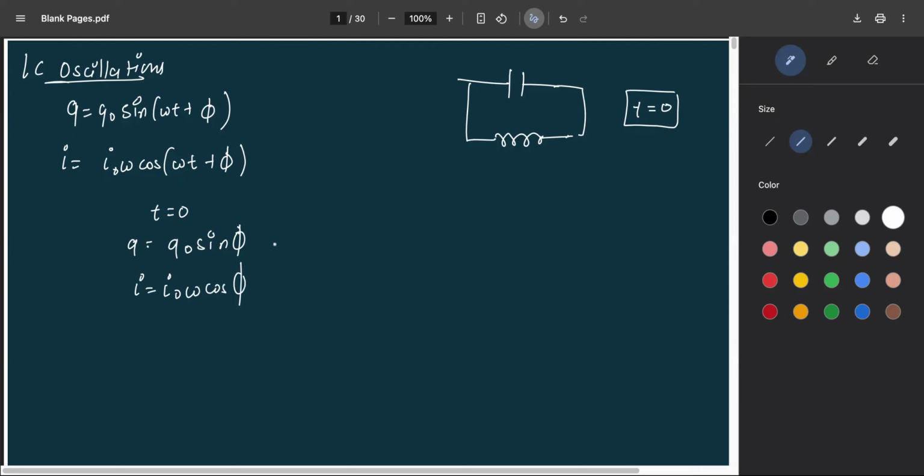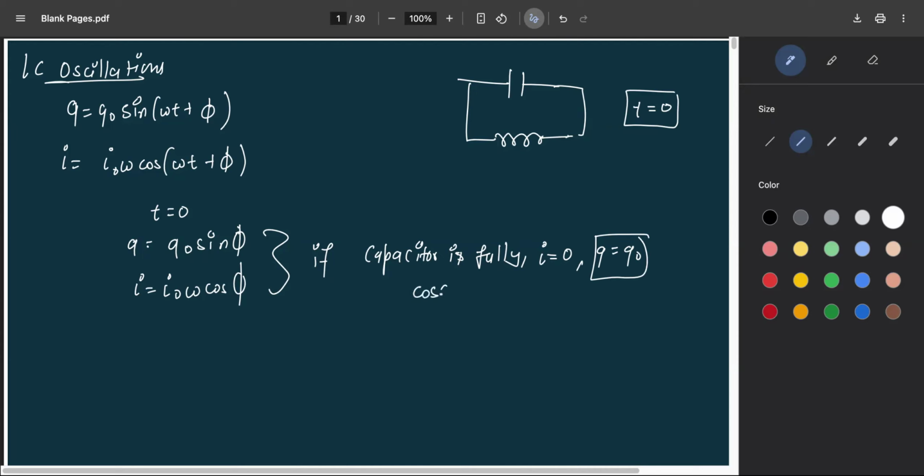Now from here you have two cases. If the capacitor is fully charged, what does this mean? Then I must be 0, and q should be q naught. This is what I am expecting. If you put these things in the equation, you are going to get cos phi is equal to 0 and sine phi is equal to 1. This can only happen when phi is pi by 2, or you can say 90 degrees. Understood?